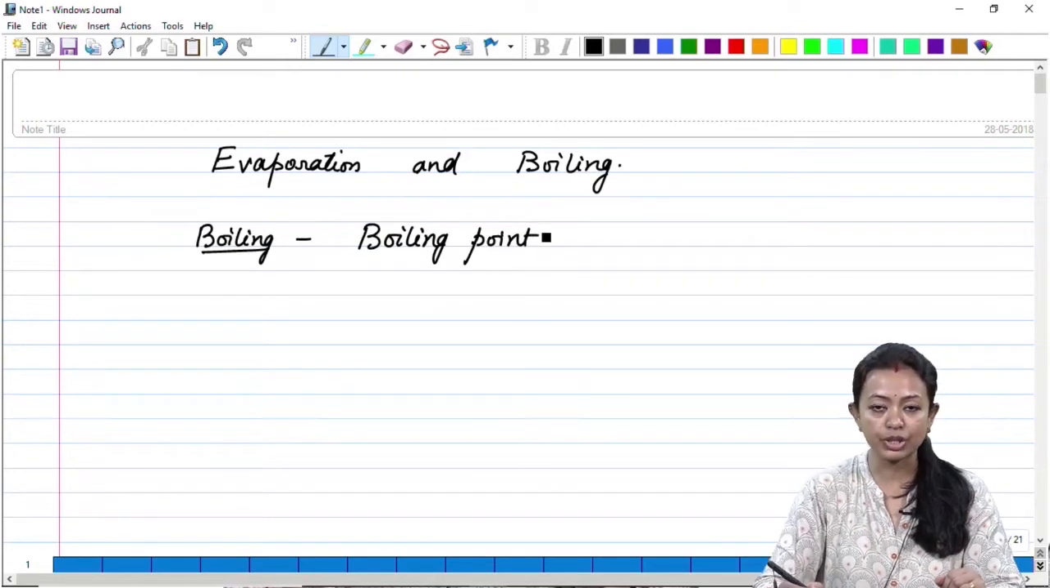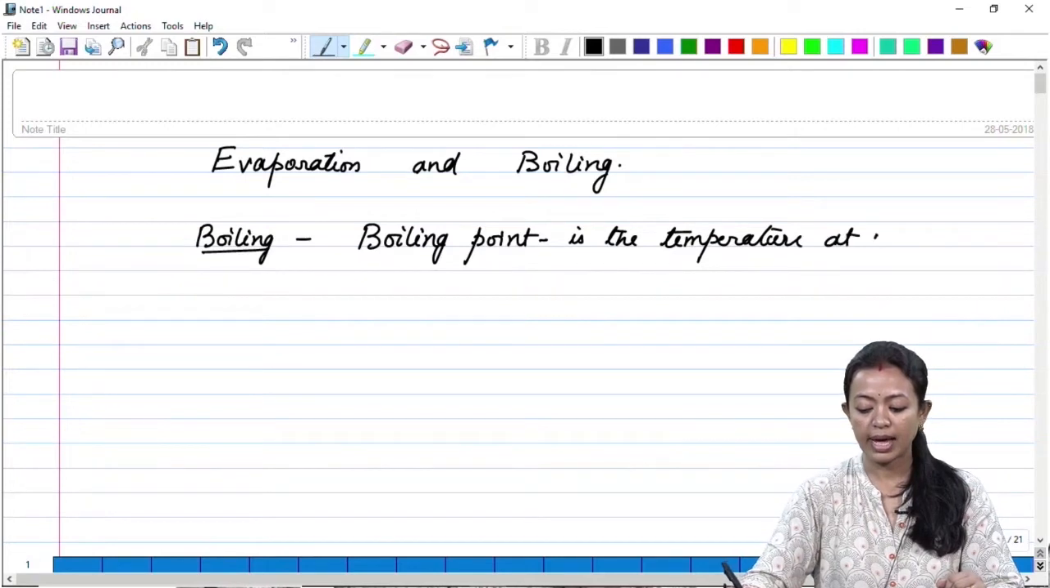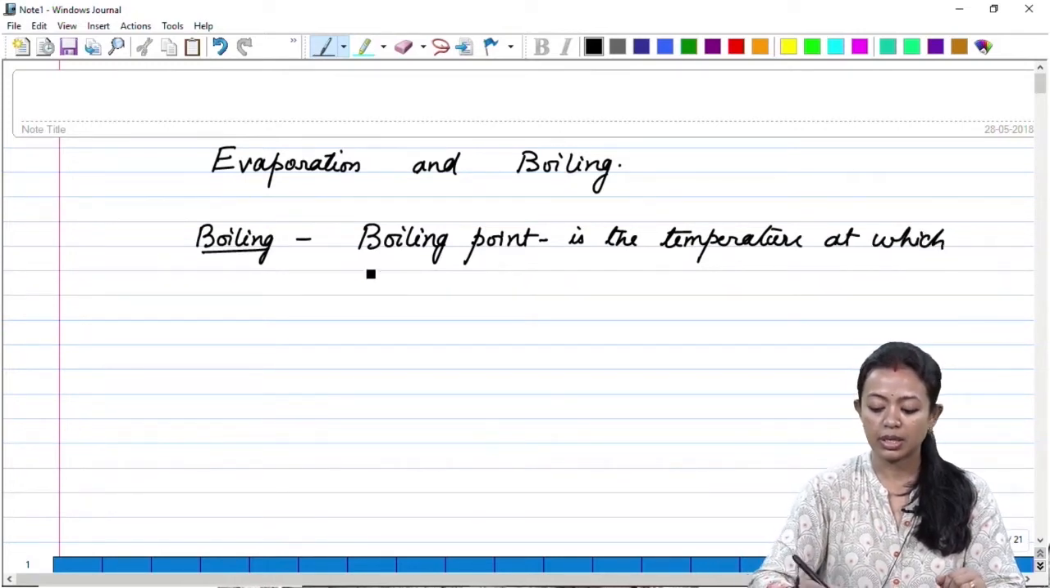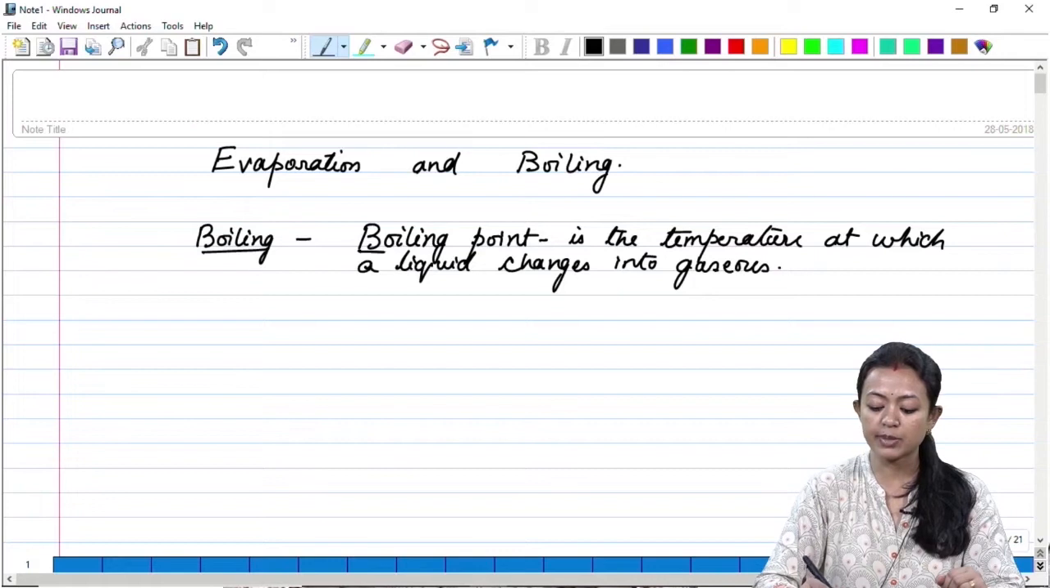It is the temperature at which a liquid starts converting into its vapor state. So how would you term it? That boiling point is the temperature at which a liquid changes into the gaseous form. Okay, and every substance has got a specific boiling point.